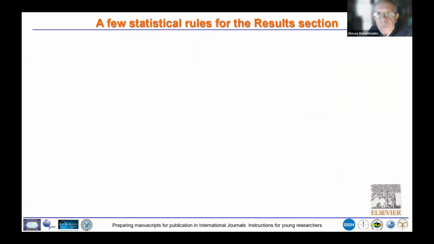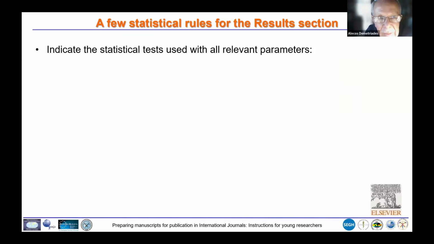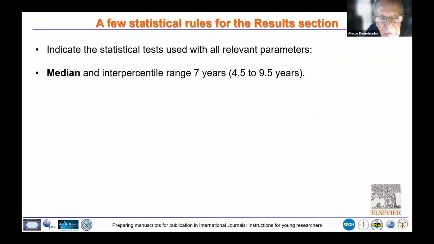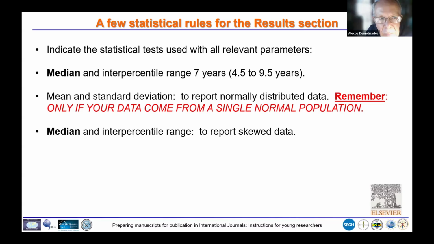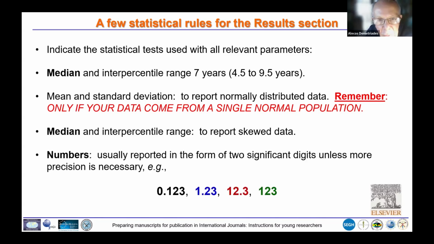Now, a few statistical rules for the results section. Indicate the statistical test used with all relevant parameters. Mean and standard deviation to report normally distributed data. Remember, only if your data come from a single normal population. Median and interpercentile range to report skewed data. Numbers are usually reported in the form of 2 significant digits unless more precision is necessary, as we can see here.